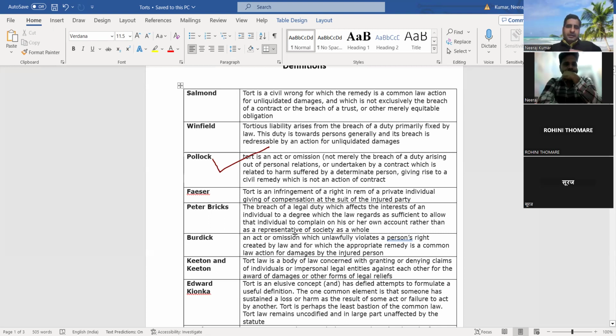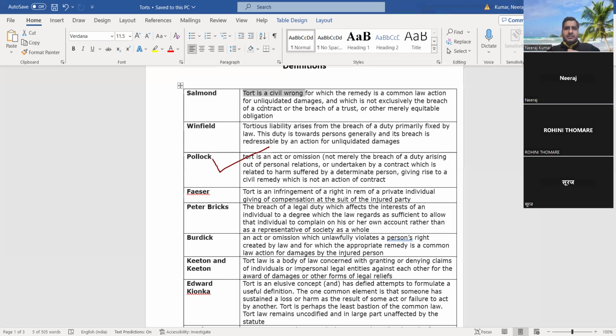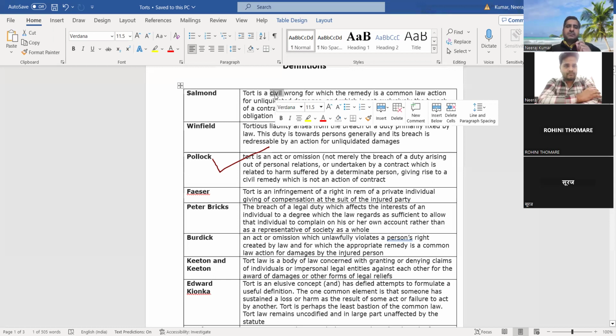But if we have to write a very common definition, then we can say tort is a civil wrong. This one is most commonly written in general language. What Salmond says: tort is a civil wrong for which the remedy is a common law action for unliquidated damages. Here each and every word has a very specific meaning in law. When we say civil wrong, it means a private wrong, not a public one. There is no damage to the body, or nothing that can be covered in the IPC or somewhere else or in a contract.